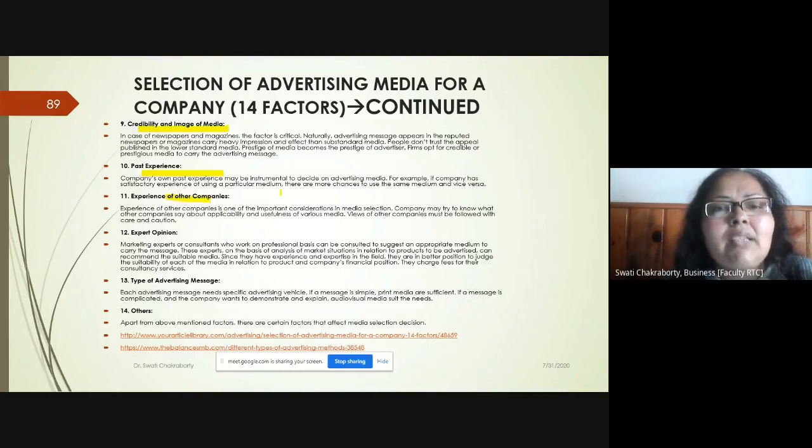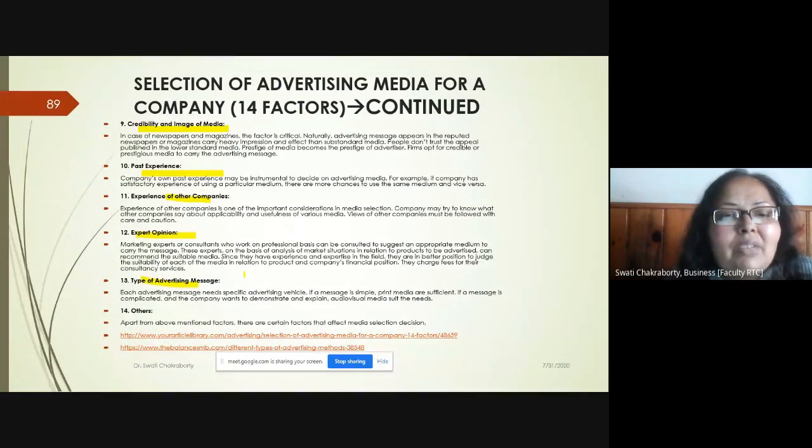Experience of other companies, how other companies have fared using that media, what their feedbacks are, also needs to be taken into consideration. When other companies are choosing a media, what do they do? Your particular organization has to know about it. Expert opinion has to be taken. It's good. Marketing experts or consultants, it's best to take that advice. They would be in a better position because they're doing the market analysis and they can say which is best. They charge fees, they get money for consultancy services, right? But they are in a better position to actually tell you, so it's better to take their opinion.